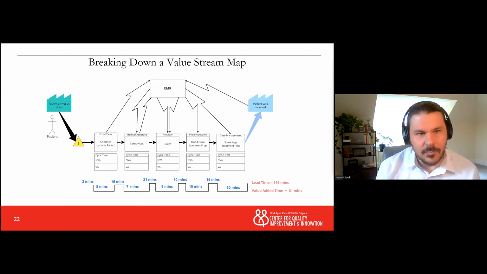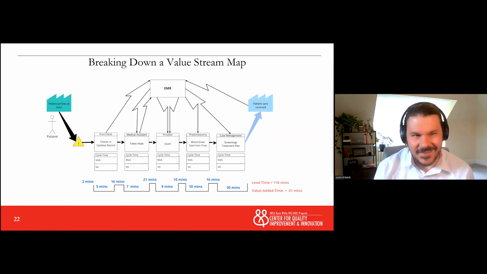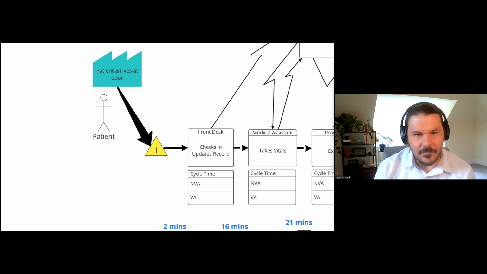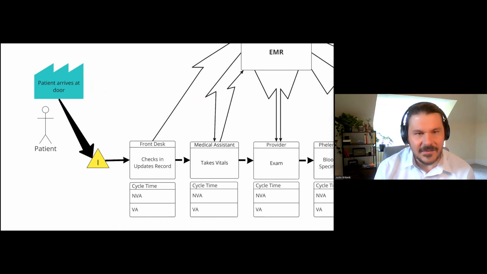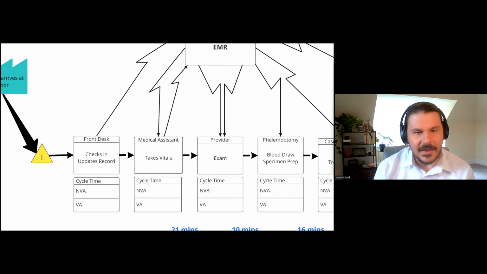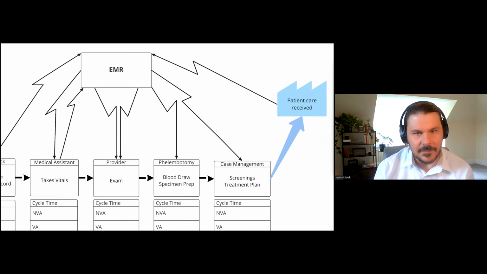If we were going to break this down, this is that exact same process that we were looking at before. I've just taken what was in the flow chart before and made it into a value stream. So the patient arrives at the door. It's kind of a push flow to get started. Actually, a lot of this is push right now. The patient's waiting there, going to the front desk, getting checked in. It's all that same stuff. The only difference is the way that we're organizing it, and we're looking at cycle time, value added time, and non-value added time for each of these steps.